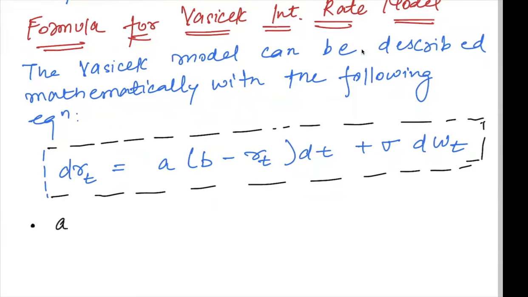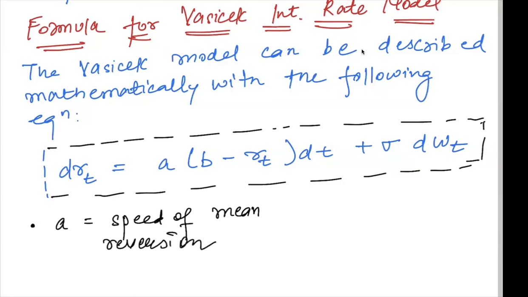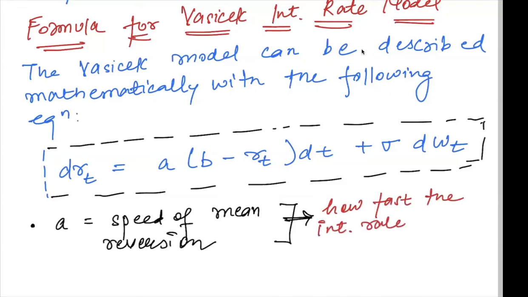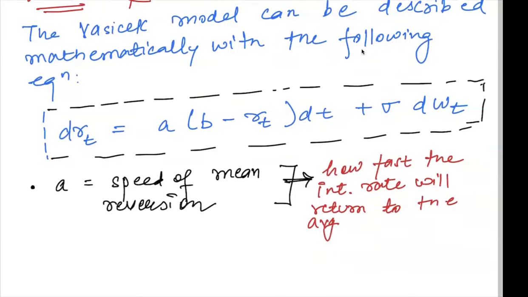What is a? a is basically the speed of mean reversion. It tells how fast the interest rate will return to the average. And I'll give you a simple example to make you understand all of this.